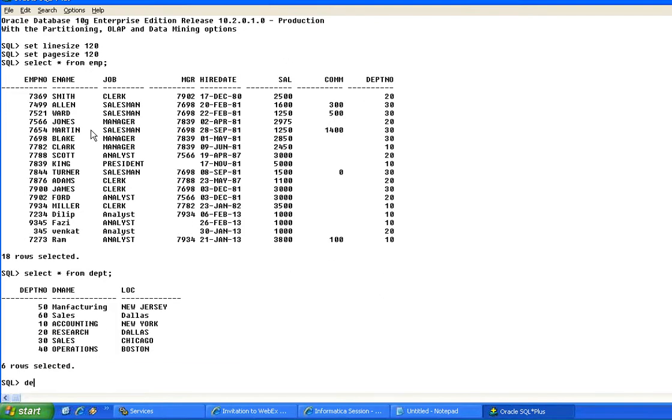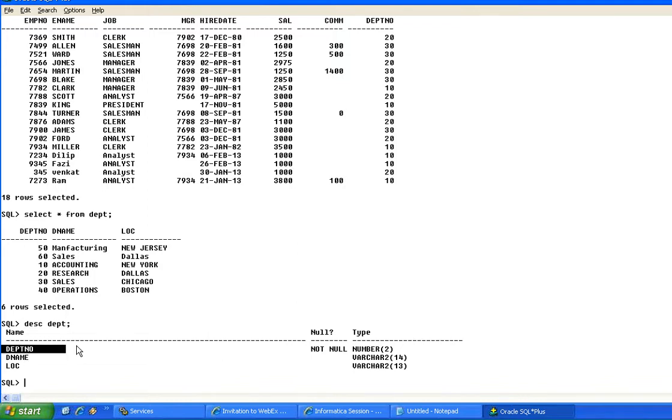Okay. So if we observe the structure of the DEPT table, this DEPT number is a primary key. That means it should be unique and there should not be any null values. There is no repetition of values and no null value. That is what we call a primary key. So if you're having a primary key, there must exist a foreign key.